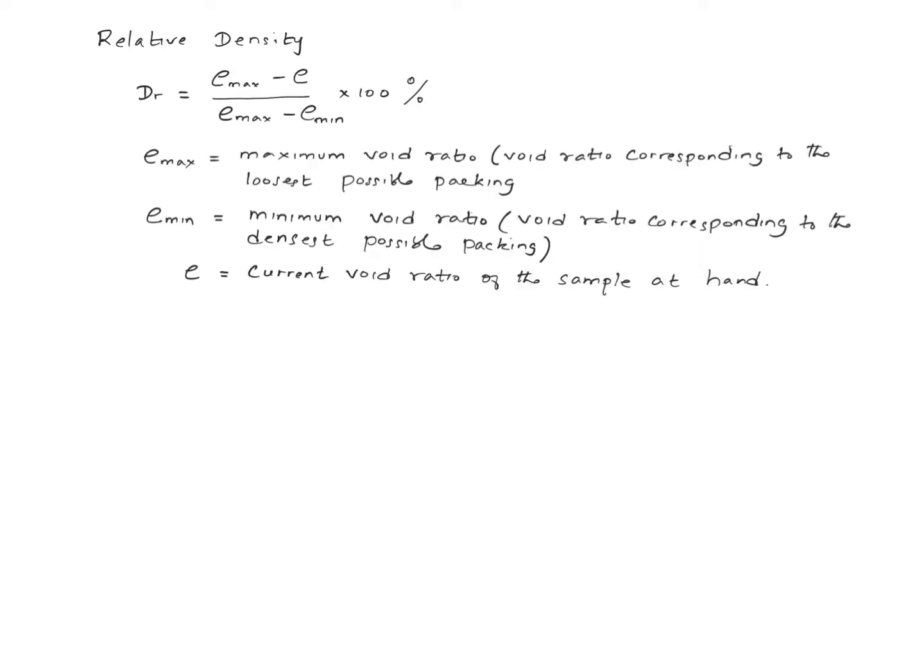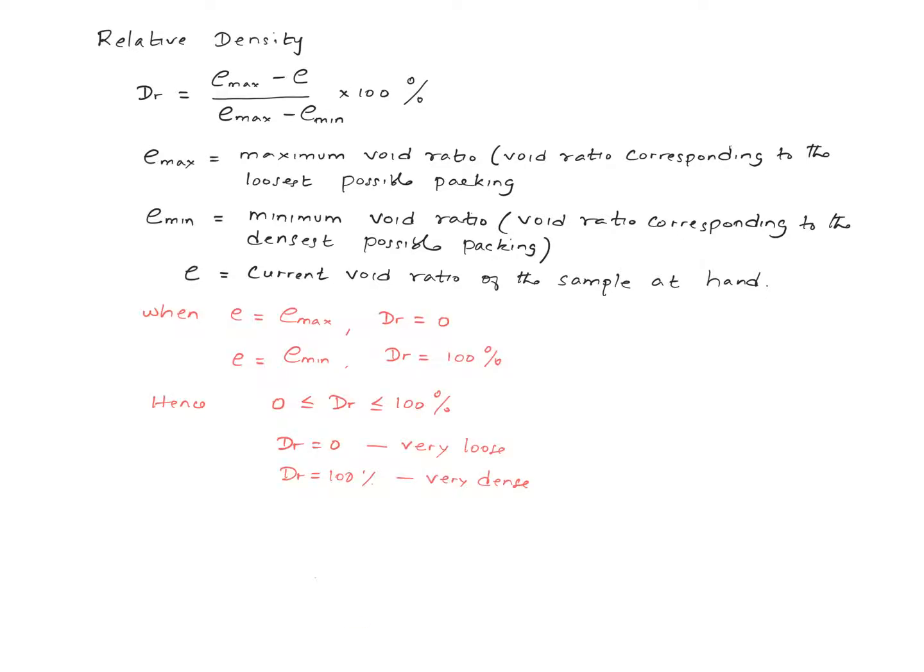I'd like to talk about one more quantity that is commonly used for cohesionless soils like sand. This is the quantity called relative density. So this is how it's defined. Relative density equals e max minus e over e max minus e min times 100%. So usually we express that as a percentage. Here e max is the void ratio corresponding to the loosest possible packing. And e min is the void ratio corresponding to the densest possible packing, and e is the actual current void ratio of the sample at hand.